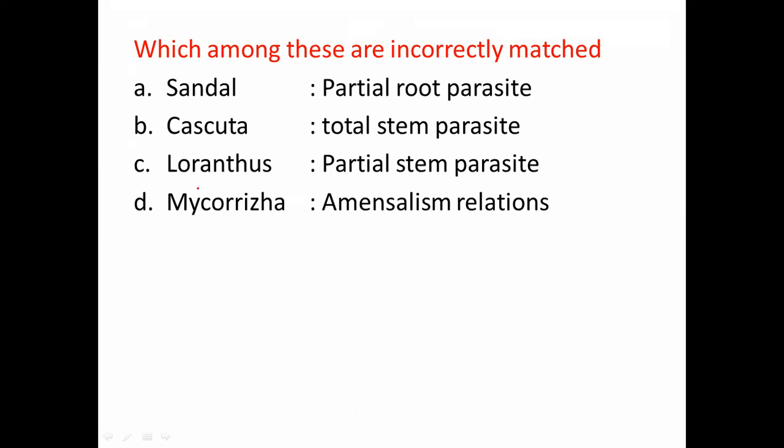And the fourth option, mycorrhiza. Here the option is amensalism. So here we need to identify the incorrectly matched. Mycorrhiza actually forms a plus-plus relationship, so both the plant as well as the mycorrhiza have a symbiotic association. So the answer is D. That is incorrectly matched.